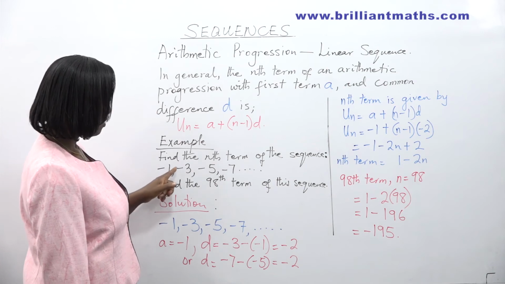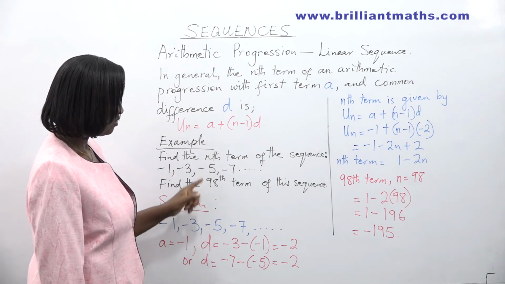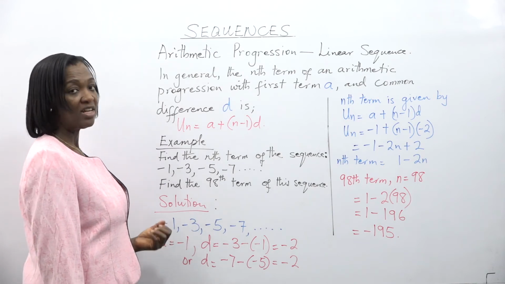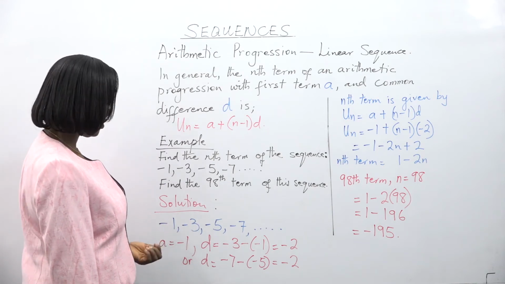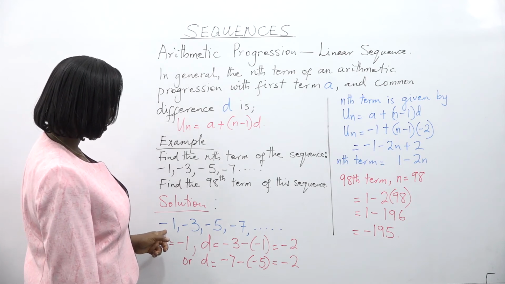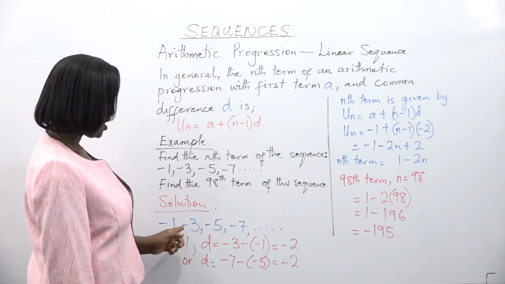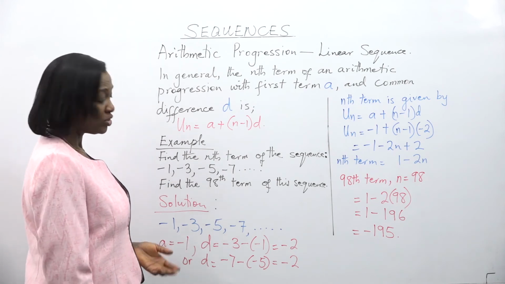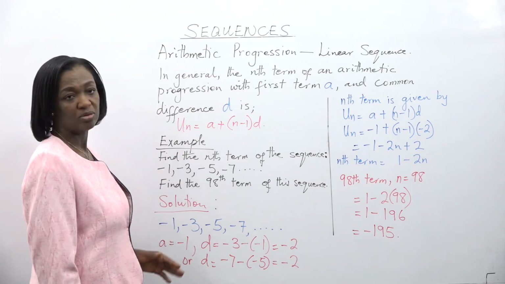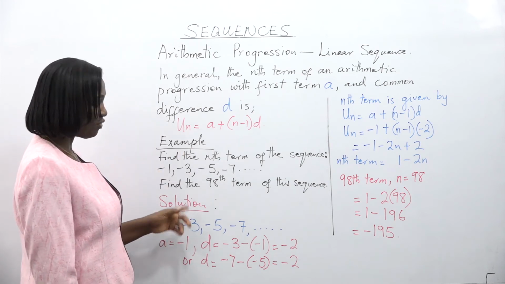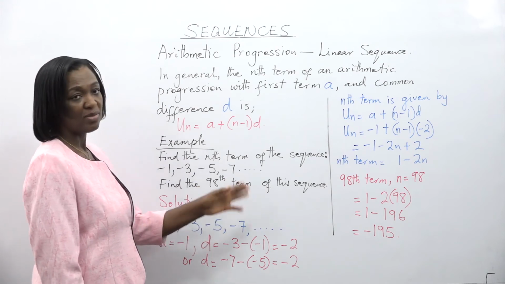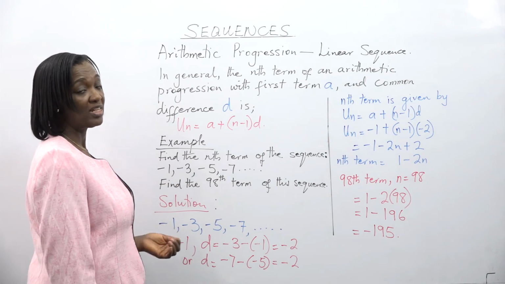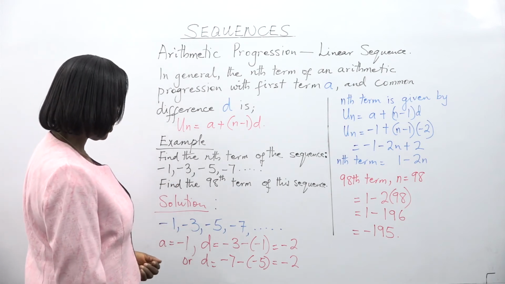Minus 1, minus 3, minus 5, minus 7. What do we see? Find the difference. The first difference. The difference between minus 1 and minus 3. The first difference is minus 2. So the sequence is decreasing by 2. From minus 1 to minus 3, from minus 3 to minus 5, from minus 5 to minus 7, and so on. So the first difference is a constant. So that tells us that it is actually a linear sequence.